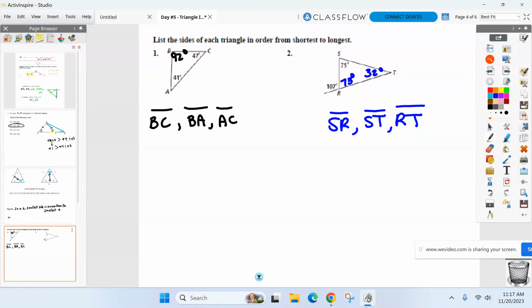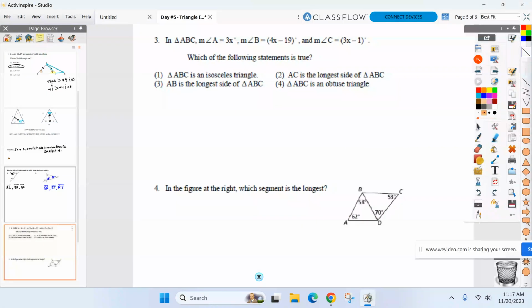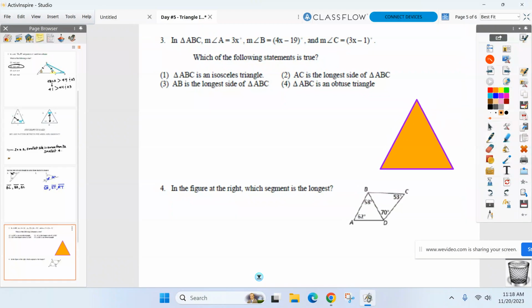All right, I think we got a couple more. Ooh, triangle ABC. I give you 3 angle measures. You don't have to, but it helps me out teaching you. I have one ABC. One angle's 3x. Angle B, 4x minus 19. Angle C. And I'm asking you, is it isosceles?